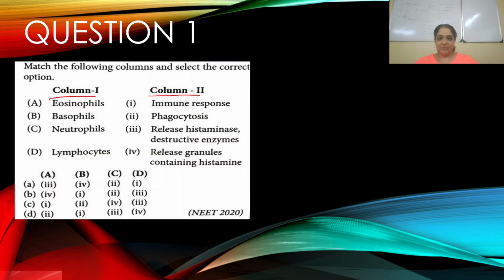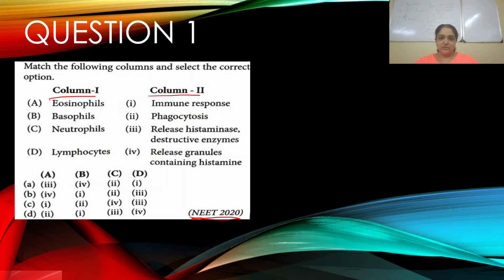Okay, fine. So as you can see, this question appeared in NEET 2020. It's pretty recent, right? It's last year. All right, so first option A, that's eosinophils. Let's solve the question over here itself. Let's match the columns and see.